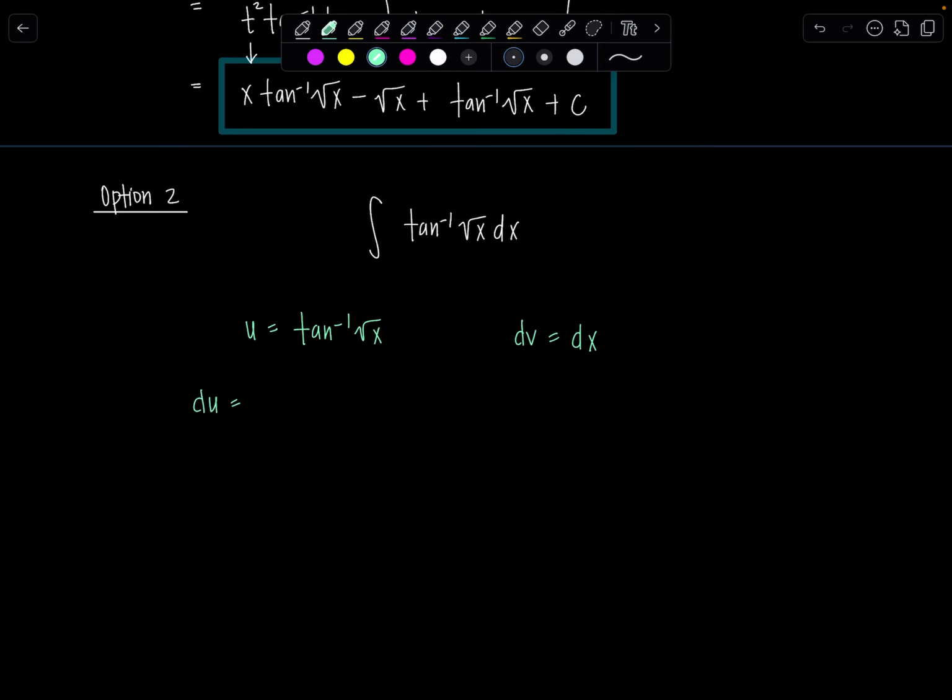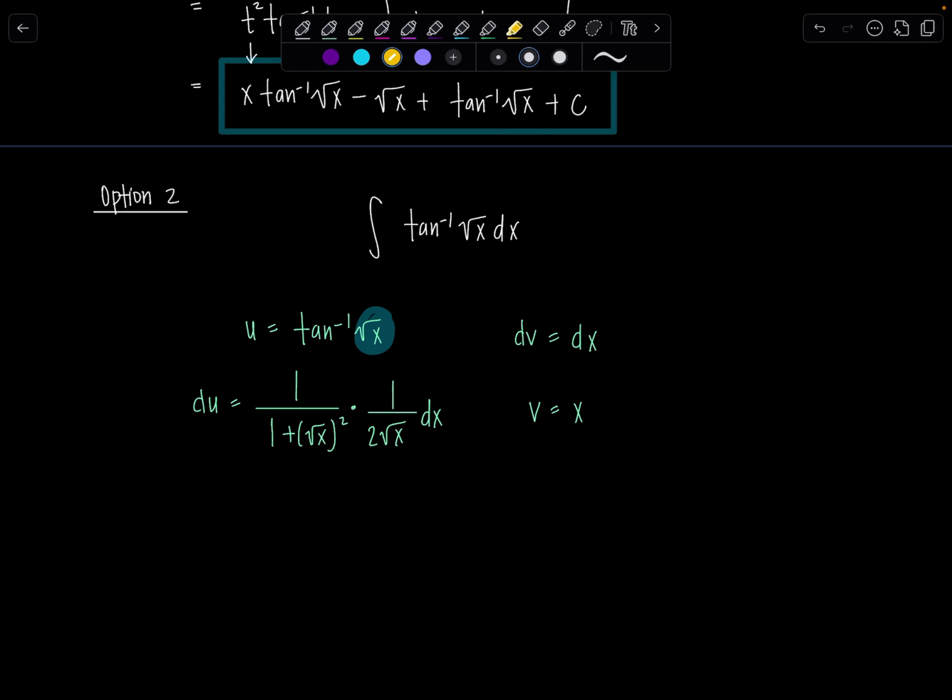So the derivative of tan inverse of something is 1 over 1 plus the something squared. And then you have to do the chain rule. You have to multiply by the derivative of the something. So the derivative of square root of x is 1/2 x to the negative 1/2, which is 1 over 2 rad x dx. And then v would just be x.